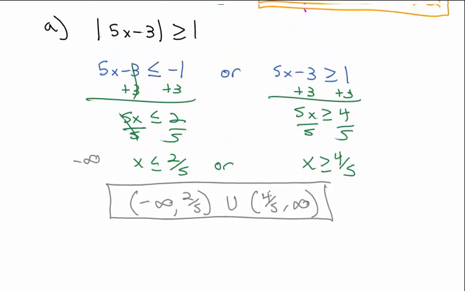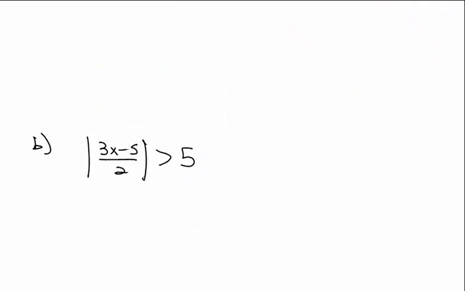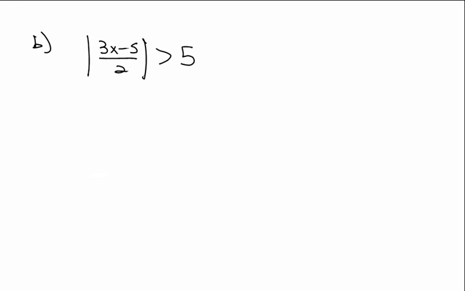Let's try another example. How about we do the absolute value of 3x minus 5 over 2 is greater than 5. And actually, making me think, up here, our previous answer, we have a mistake. Because we've got that or equal to line, we should at 2/5 have a square bracket, and we should at 4/5 have a square bracket. Square brackets when it's or equal to. Compared with example B here, we're not going to have a square bracket because it's just strictly greater than.